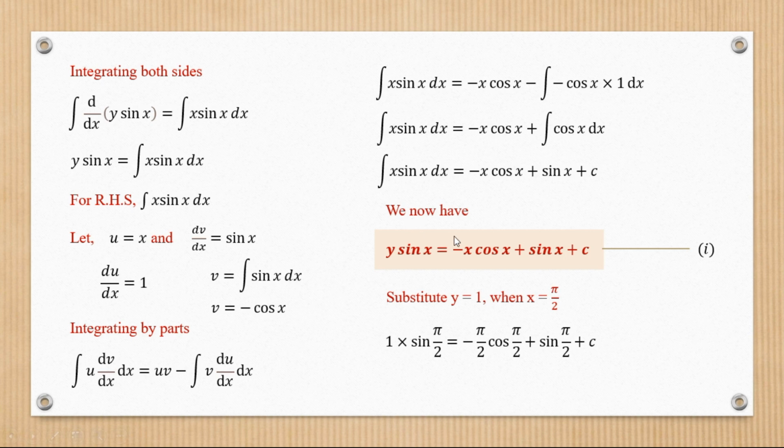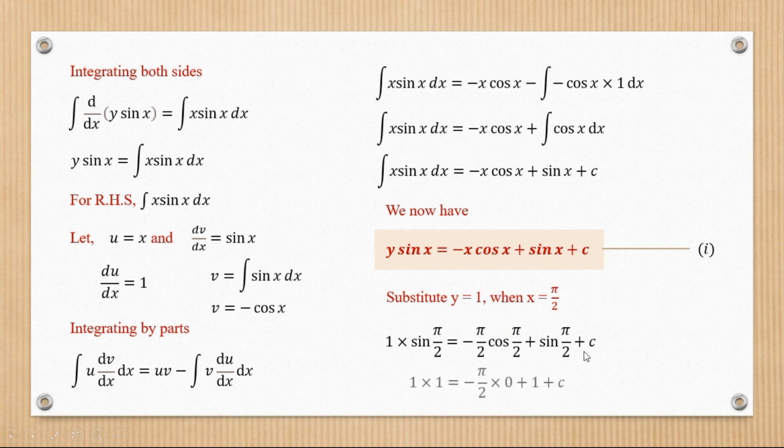So we now have y times sine pi over 2 is equal to negative pi over 2 cos pi over 2 plus sine pi over 2 plus c. Now what you should add, pi over 2 is basically 90 degrees. Now from here, cos of 90 is 0. So all this cancels out.